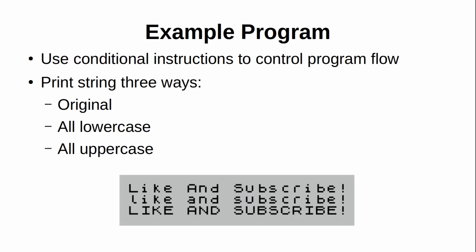We'll see how all of these conditional instructions work in the example program, which will take a string and print it out 3 ways, using the original characters, forcing all letters to lowercase, and finally forcing all characters to uppercase, all using different approaches that are available on the Z80. Let's go right to the code.